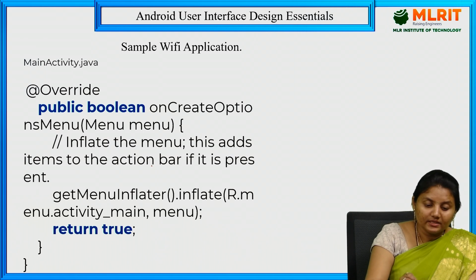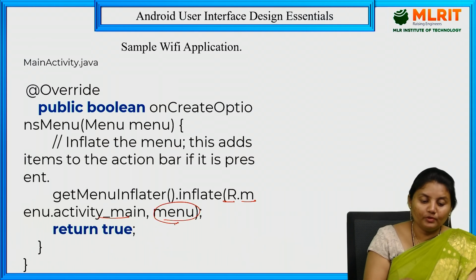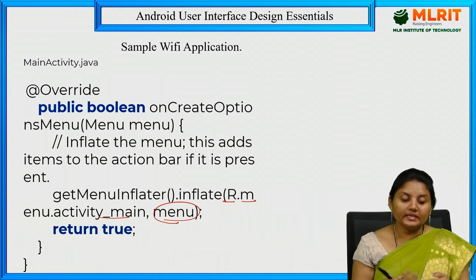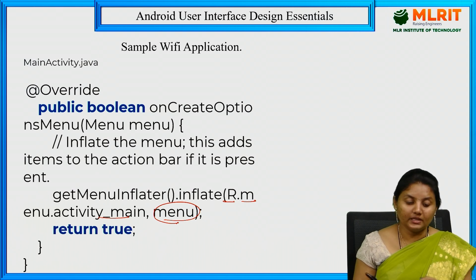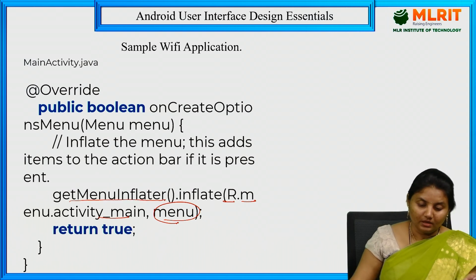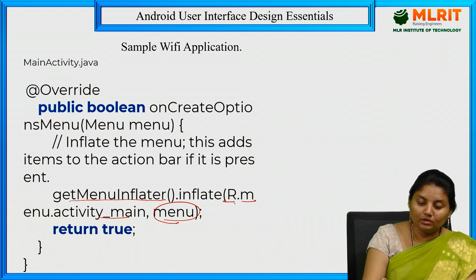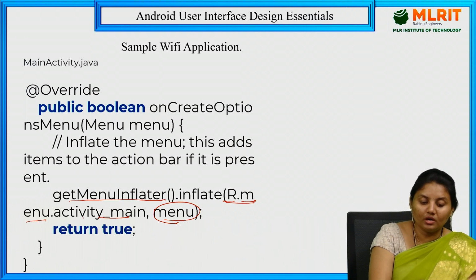This adds the items to the action bar if it is present. Okay, getMenuInflater. getMenuInflater means R.menu.activity_main under the menu. So, if you wanted to add any of the items in the action bar, then you will be using this getMenuInflater. It will take a parameter called R.menu.main_activity.